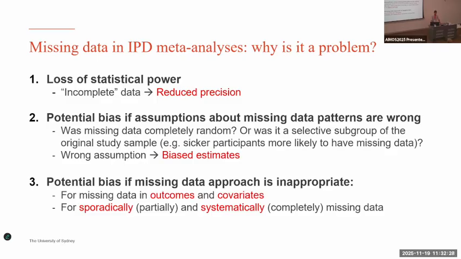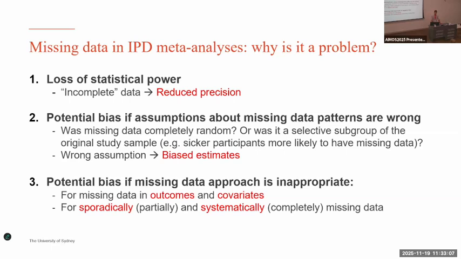Secondly, we may get potential bias when we make the wrong assumption about the patterns of missing data. So when we have missing data, we need to consider, was missing data completely at random, or was there some underlying factor that led to a selective subgroup of the original study sample? An example of this would be we have sicker participants in our IPD, which may be more likely to be lost to follow-up, and therefore they are more likely to have missing data. So whenever we make any analysis, we have to make an assumption about the pattern of missing data. And if we make the wrong assumption, then this could lead to biased estimates in our results.